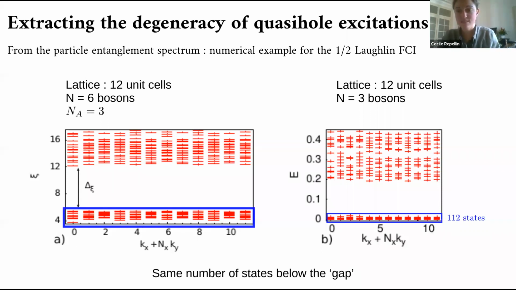Okay, so this is the end of the exact diagonalization part. Now I'm going to talk a bit about the DMRG, but of course I can answer questions before I move on.